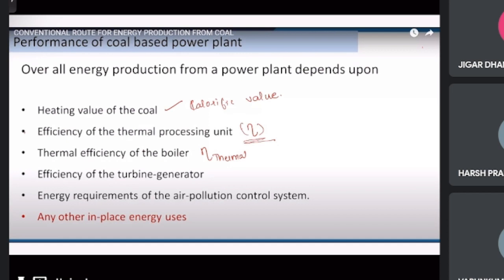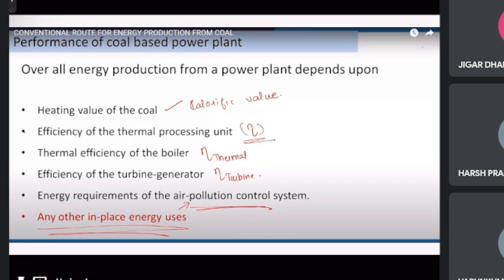Then again, the thermal efficiency of your boiler, efficiency of your turbine generator, and the energy requirements of your pollution control system. Whatever flue gases you are venting out, you shouldn't just vent them out like that. You have to spend on some infrastructure to make sure it is not polluting the environment. So the energy requirements and the other infrastructure requirements of the pollution control system also play a huge role in how efficiently you can run a coal-based power plant.